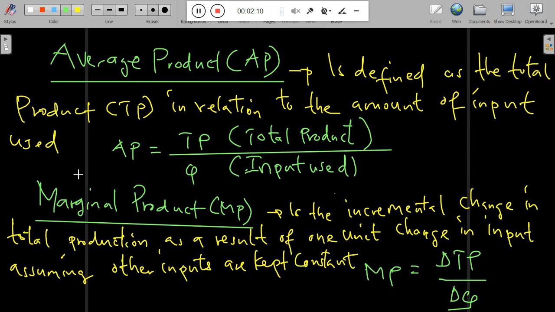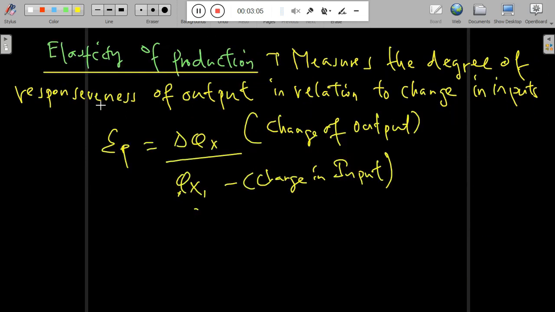We have also average product, AP. The average product is defined as the total product in relation to the amount of input used. So AP is given by taking TP, total product, divided by the input used. We have also marginal product, which is the incremental change in the total production as a result of one unit change in input, assuming other inputs are kept constant. So marginal product is equal to the change of total product over the change of input.